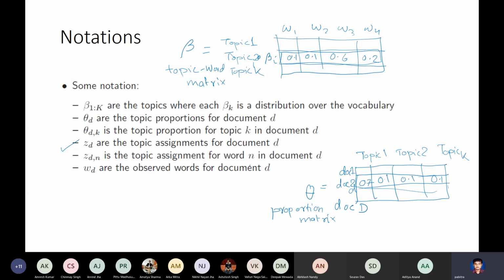And what is ZDN? ZD is a particular topic assigned to document D, and ZDN is this: now that we have got a topic, we generate a word, so you can assume that the word has come from that topic. So go to the dth document and look at the generation of the nth word. Before the generation of the nth word, some ZD was generated. So you say ZDN belongs to that ZD. It's the topic for that word.